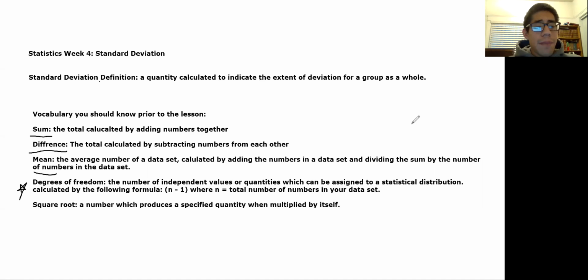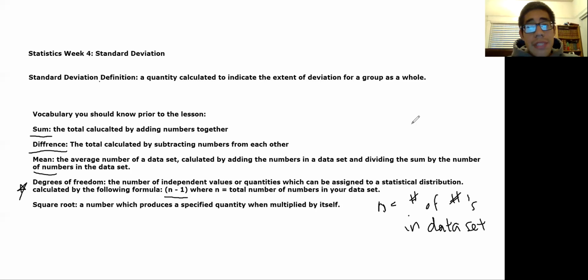The degrees of freedom is basically the number of independent values or quantities which can be assigned to a statistical distribution. We calculate it by using n minus 1. This is really what you should be paying attention to, because you're going to see this again later on. This n minus 1 doesn't just come out of nowhere. We're talking about a data set, a total number of numbers, and n is equal to the number of numbers in a data set.